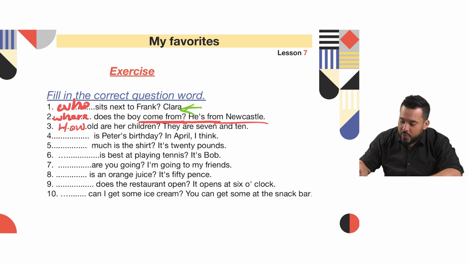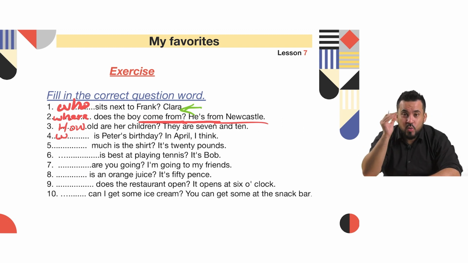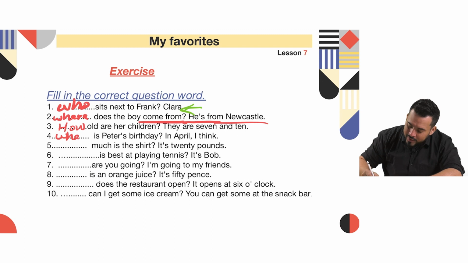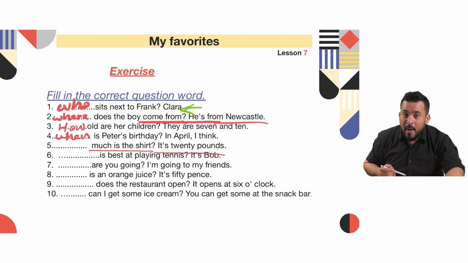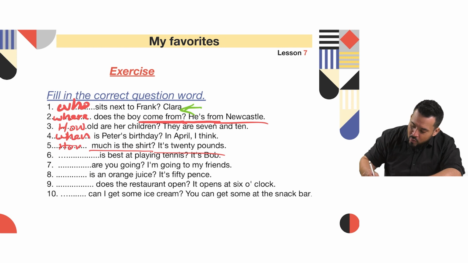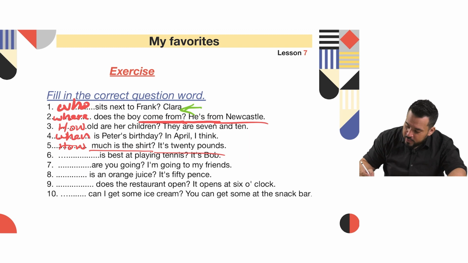When is Peter's birthday? In April, I think. You guessed it. We're talking about time. Time is when, not where. When is Peter's birthday? Next one. How much is the shirt? It's 20 pounds. What are we talking about? Money. Very good. How much is the shirt? We said how much is for uncountable, and money is uncountable.